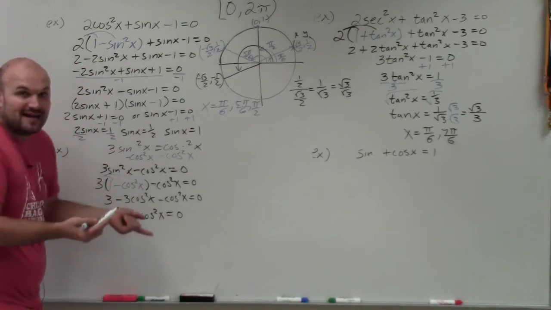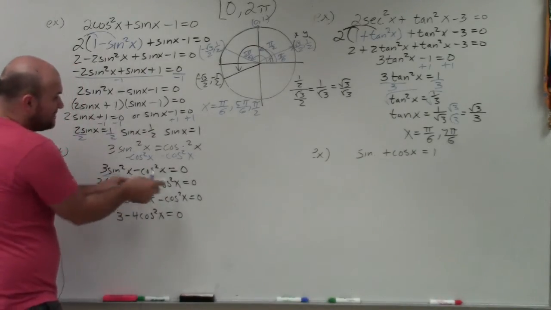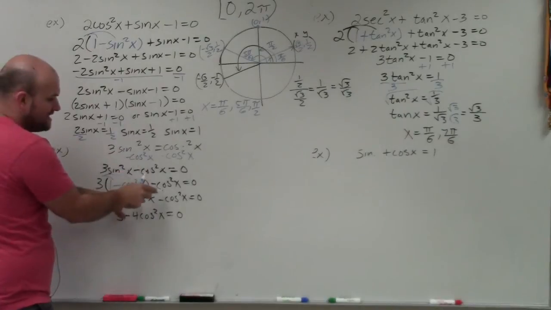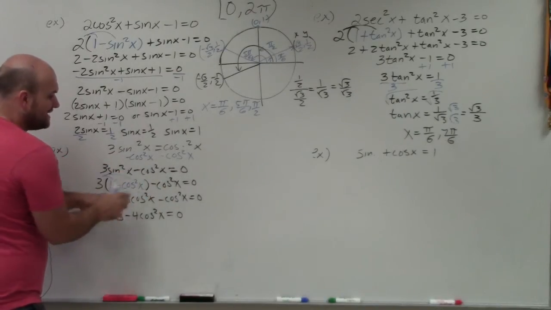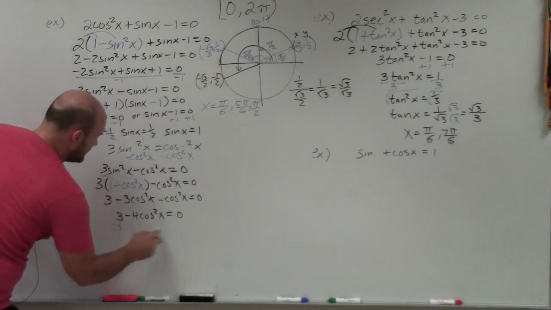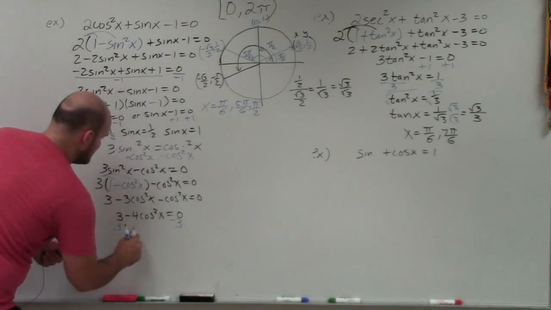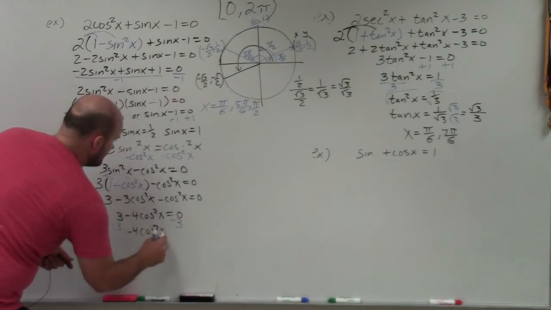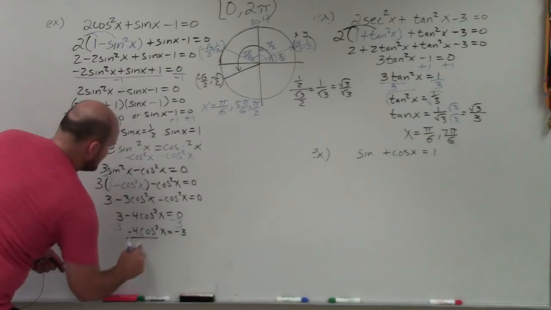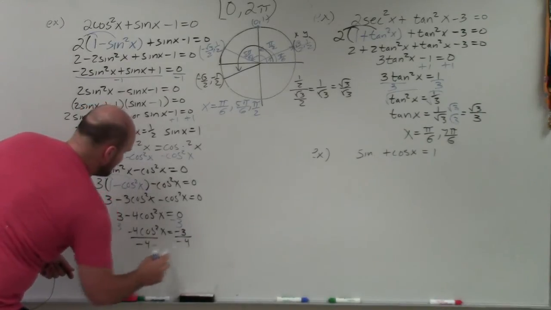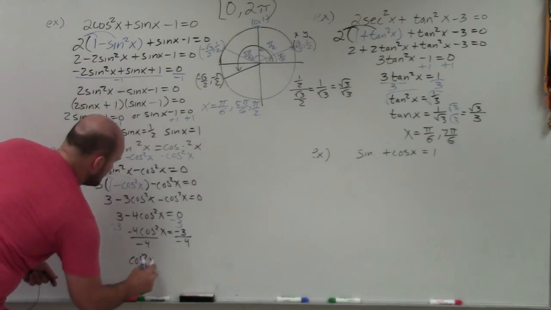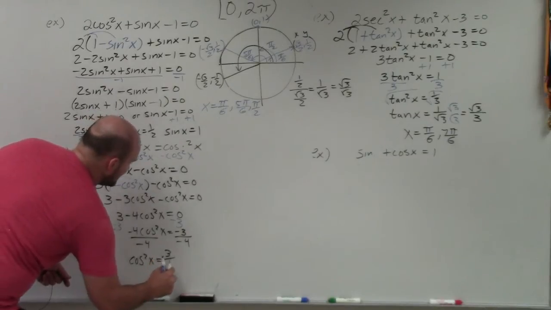Now, I don't have to factor, since I was able to combine them. These are not like terms. These are, so I can combine them. And now I just use my inverse operations to solve. So I'll subtract 3 on both sides. I'm left with negative 4 cosine squared of x equals negative 3. Divide by negative 4 on both sides. So I have cosine squared of x equals positive 3 over 4.